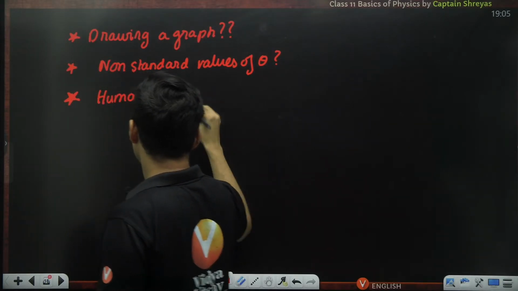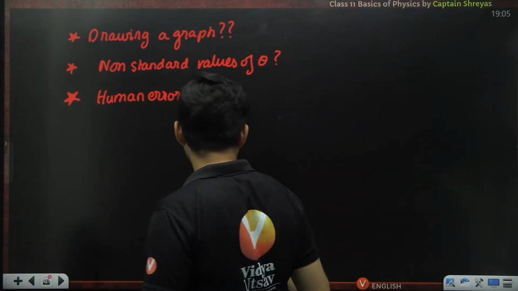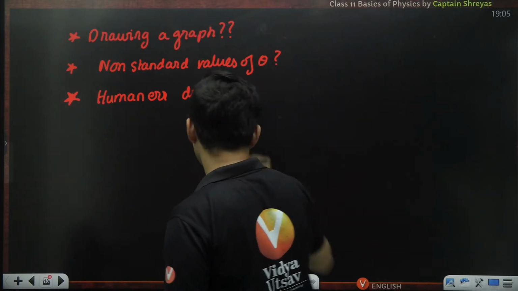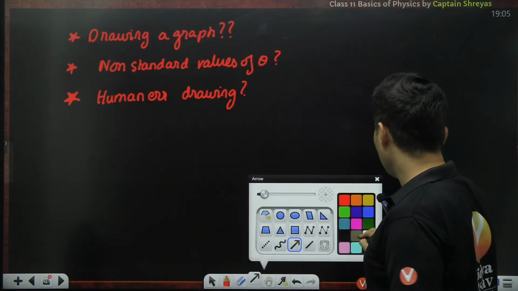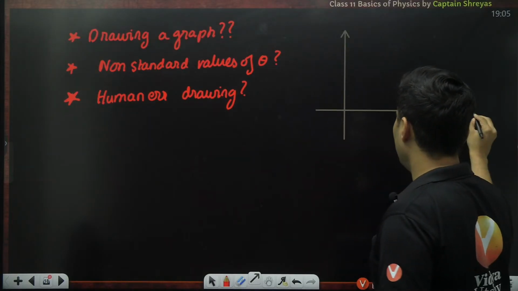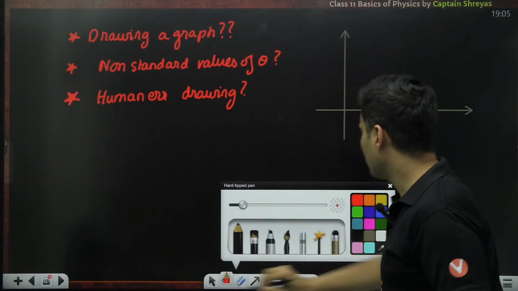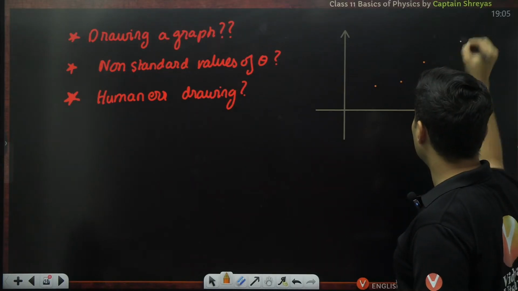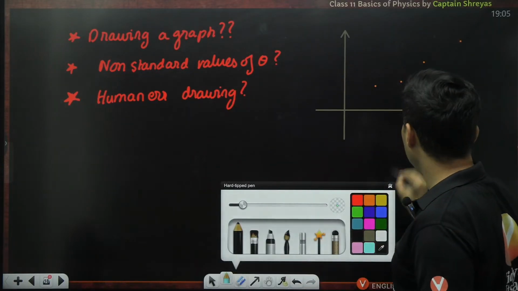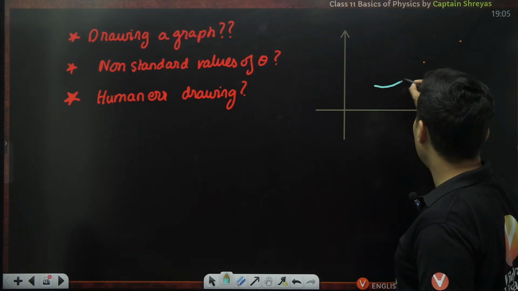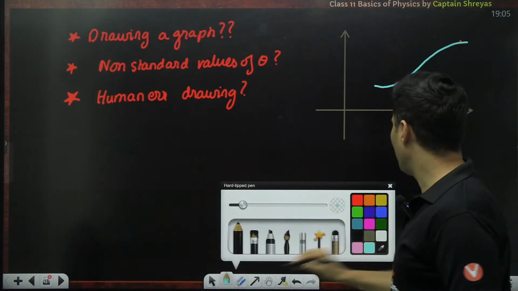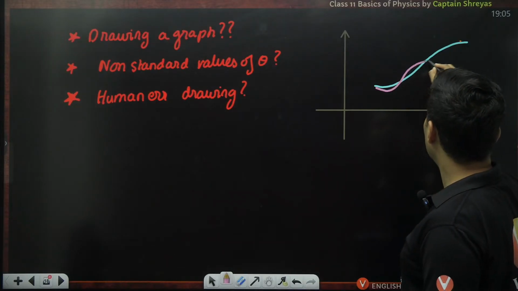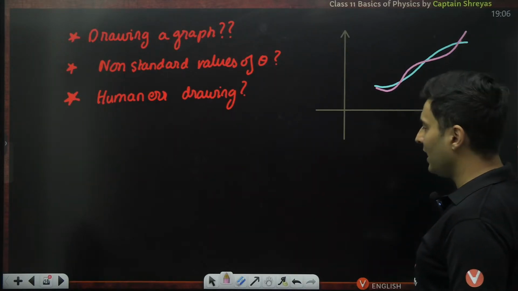In drawing the tangents, in drawing the curves, everything. For example, you give me 2 points, or you give me a series of points. Maybe 1 point is here, 1 point is here, 1 point is here, 1 point is here. Then one person might draw it like this. Another person through the same points might draw it like this. So which one is correct?